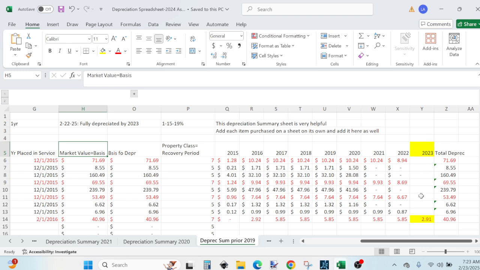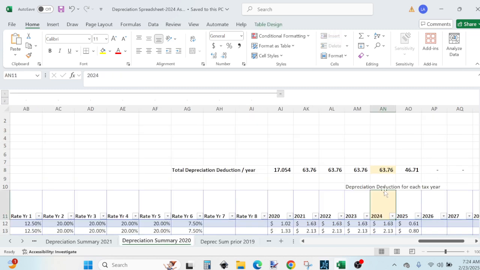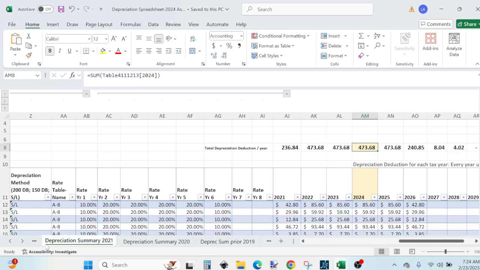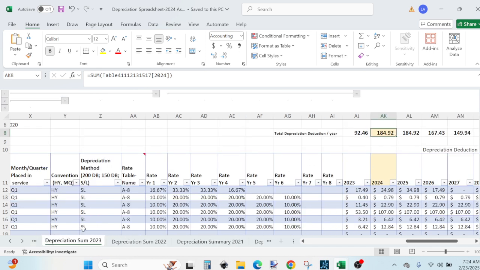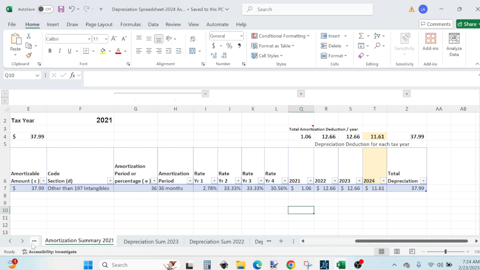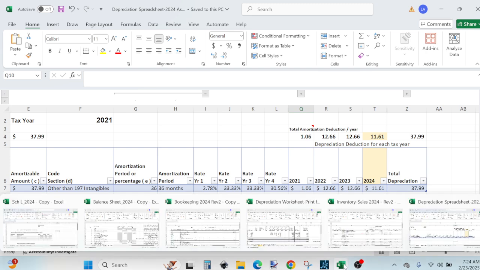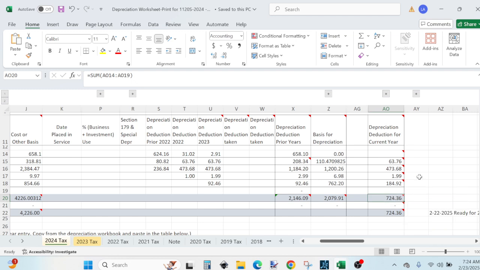For instance, assets placed in service in 2019 are done depreciating, so nothing from there. But for 2020, there is an amount there to take. 2021, there is an amount there to take for 2024. 2022, there is an amount there to take for 2024. Assets purchased in 2023, there is an amount there to take for 2024 as well, and you collect all of those. Now the amortization, you collect all your depreciable amount, and if done right, it should total to that amount we have there, and that amount will go under depreciation.